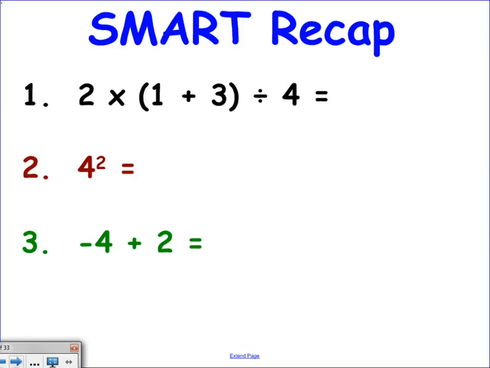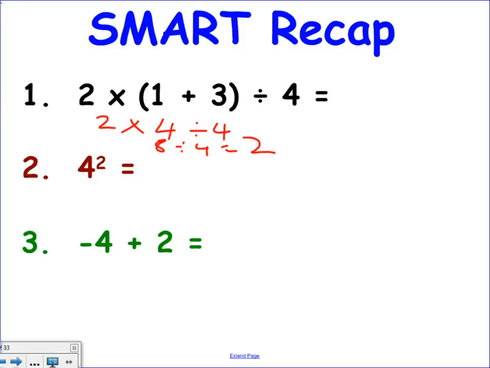Let's go through them slow time. So the first one, I said it was about big maths. What am I going to do first with big maths then? Brackets. So I rewrite it. I've got 2 times, do my brackets. 1 plus 3 is 4, divided by 4. And then what do I do? Left to right, because all I'm left with is multiplying and dividing. 2 times 4 is 8. Divide it by 4, you end up with 2. So hopefully everyone got 2 from big maths.